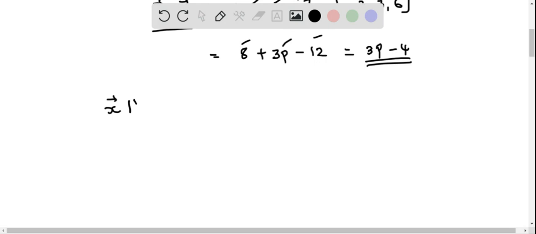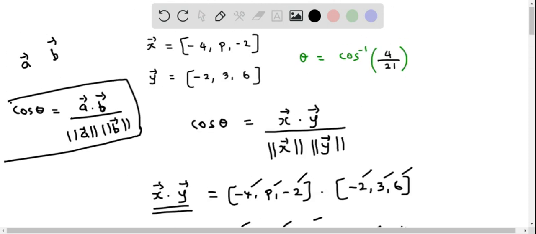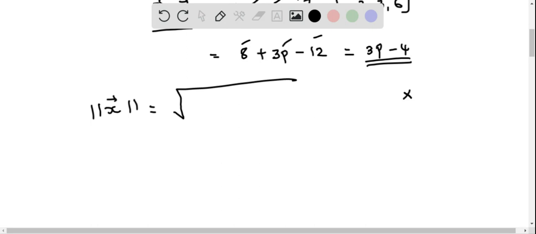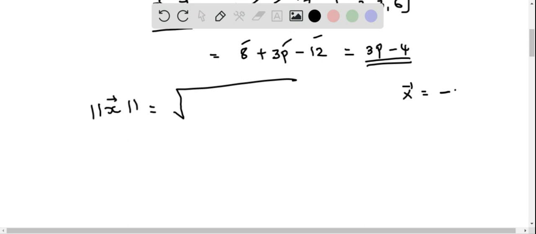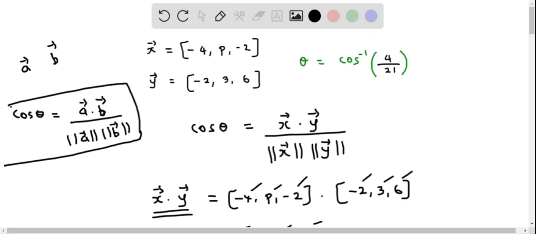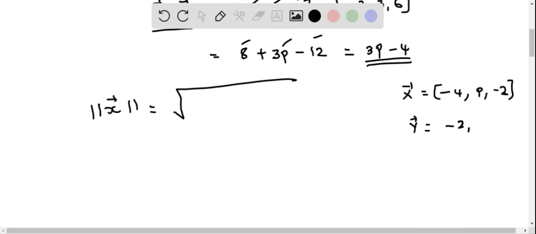The magnitude of x vector, we write down as the square root of the sum of the squares of the components. So let me copy the x vector. X vector equals negative 4, p, negative 2, and y vector equals negative 2, 3, 6. So let's determine the magnitude of x vector. We take the squares of the components and add them together inside the square root.